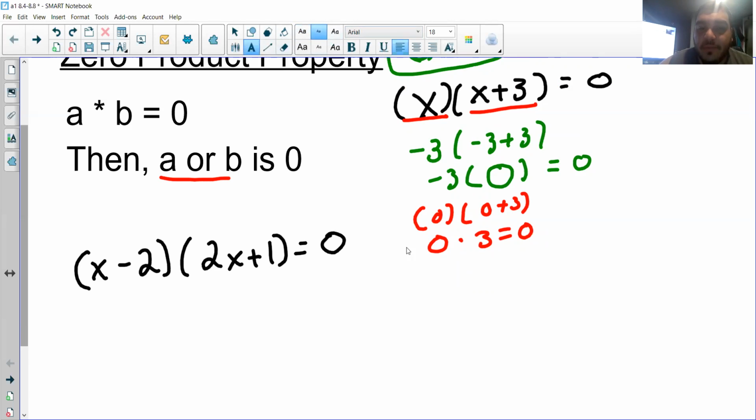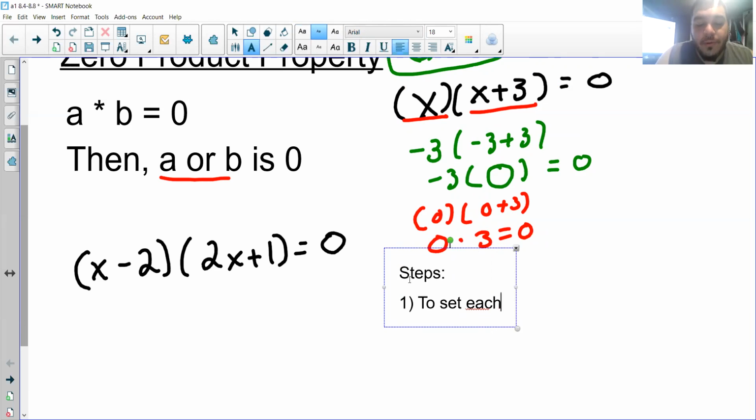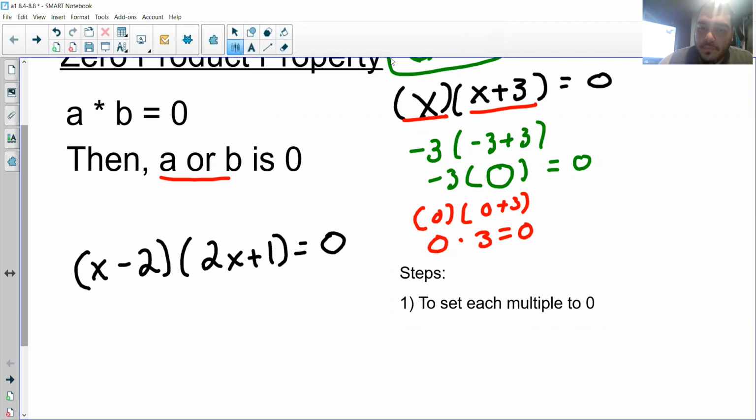Now, if I were to write out steps, which I usually don't, but today will be useful, your first step would be to set each multiple to 0. Now, what do I mean by set each multiple to 0? You know what? I'll give you like 15 seconds to copy. I just realized I disrupted stuff. 15 seconds to copy on this. (x minus 2)(2x plus 1) equals 0.